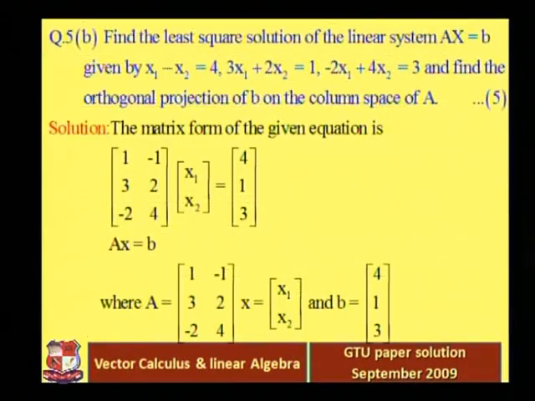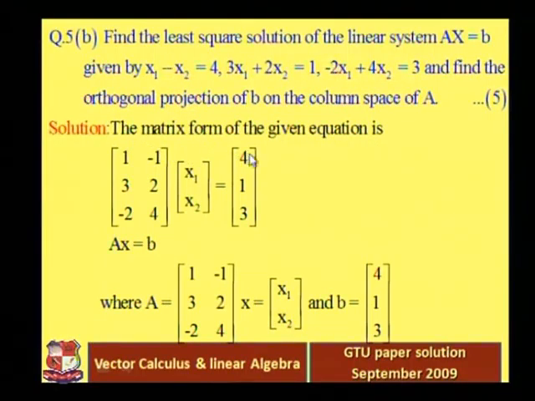Next question, question 5b. Find the least square solution of the linear system Ax equal to b, given by x1 minus x2 equal to 4, 3x1 plus 2x2 equal to 1, minus 2x1 plus 4x2 equal to 3, and find the orthogonal projection of b on the column space of A. This question was asked for 5 marks.